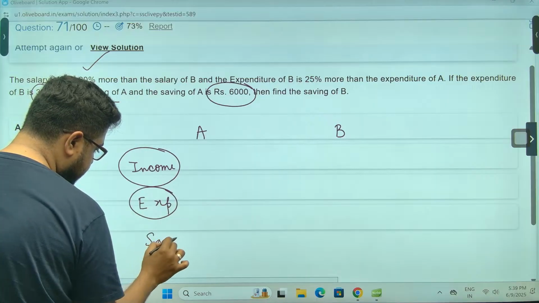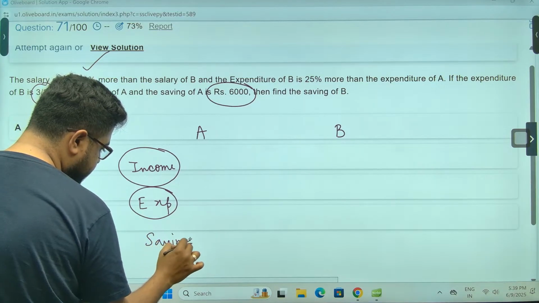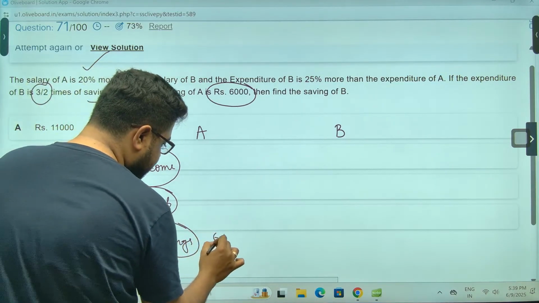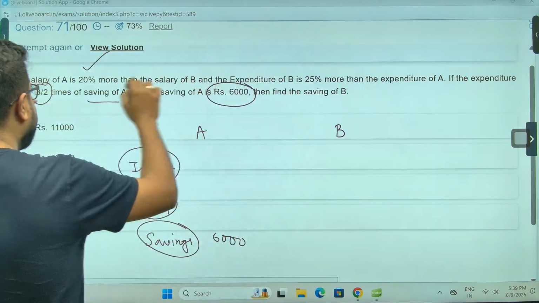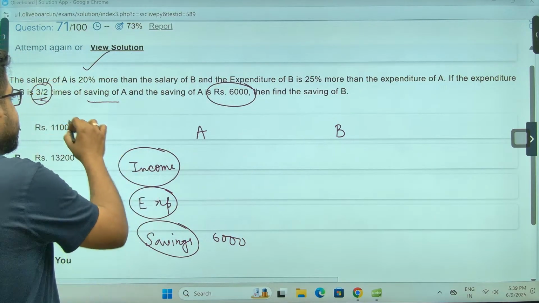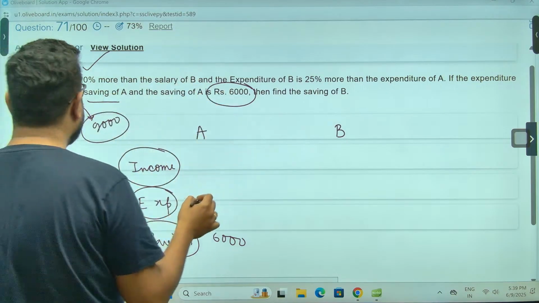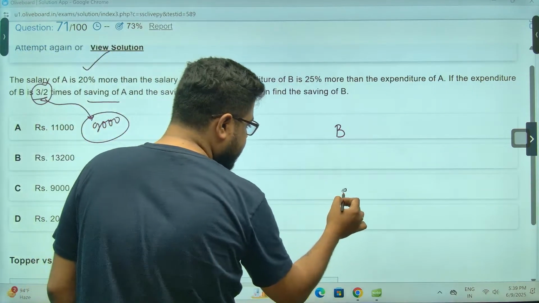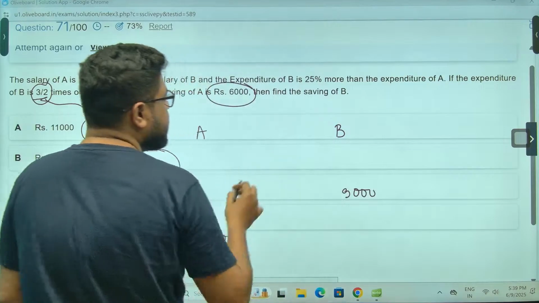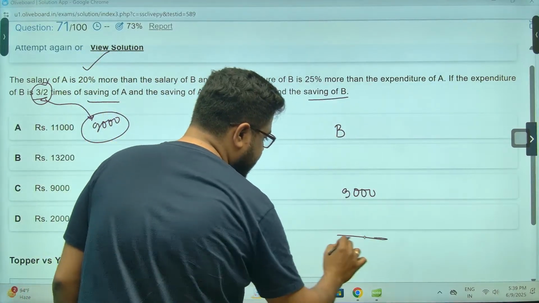Savings. So savings of A, we know, is 6,000, it is given. Expenditure of B is 3 by 2 times of 6,000, which means 9,000 rupees. That is the expenditure of B. So expenditure of B is 9,000 rupees. They are asking the savings of B.